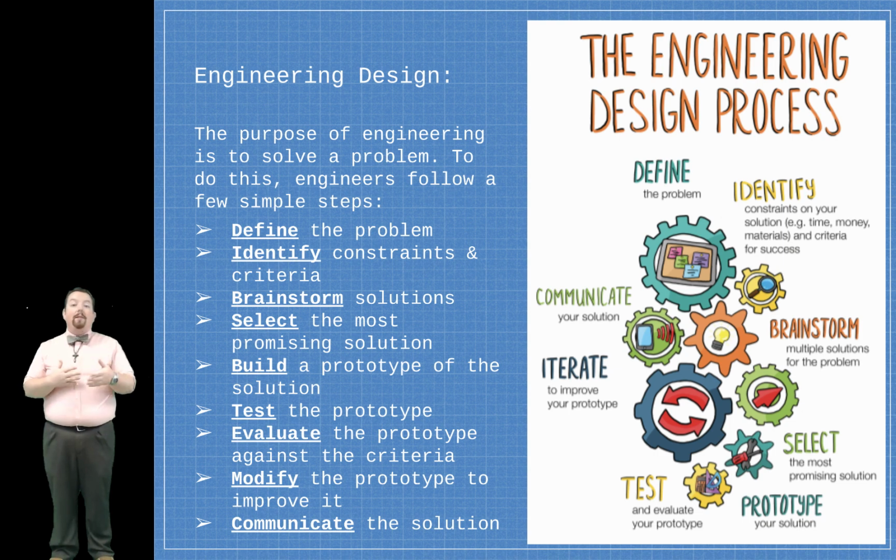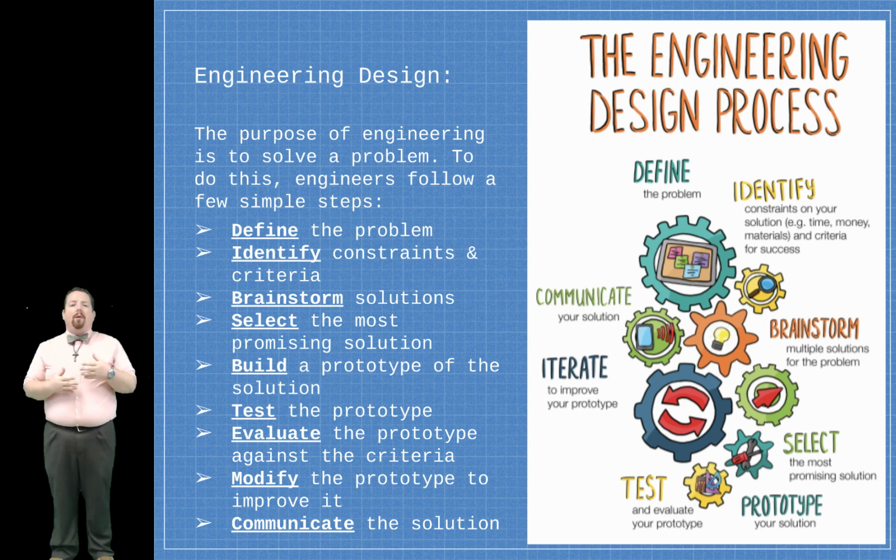Next, they have to brainstorm solutions to the problem, ways that they can fix the problem that fall within the constraints and criteria. Next, they have to sift through all of those ideas that they got and select the most promising solution, the one that fits the criteria the best, and the ones that seem to be the most successful. Next, they're going to build a prototype of the solution, and then they'll test that prototype.